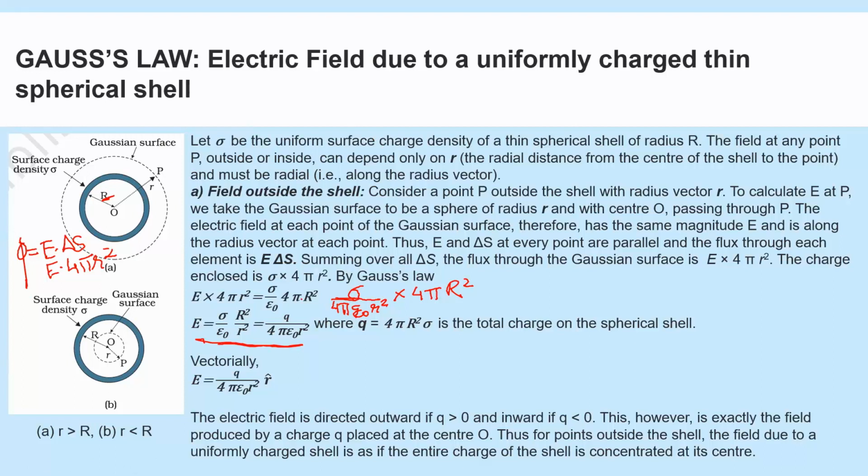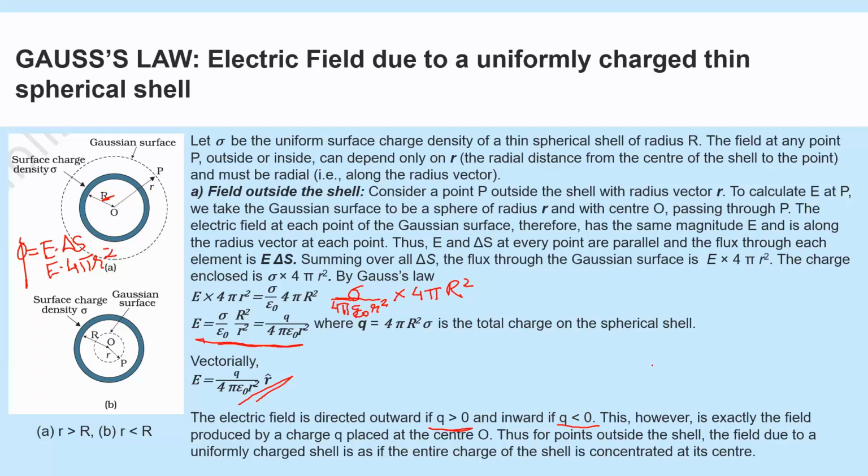In vector form, you can then add the unit vector. What is important to know is that the electric field will be outward if Q is more than 0, that is, if it is positive. If Q is less than 0, that is negative, then the electric field direction is going to be radially inwards.